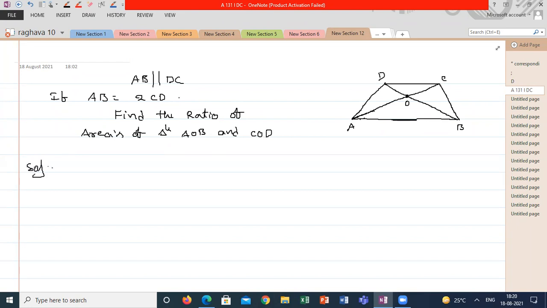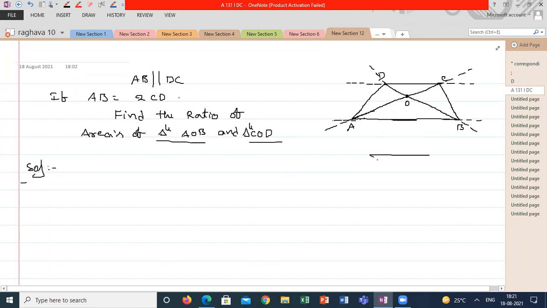How to do this one? If I want to give the areas relation, I have to prove these two triangles are similar. That is the first step. How to prove these two triangles are similar? How to solve this question? I am extending the DC line with a dotted line. I am extending the diagonals also to explain the angles: alternate angles, corresponding angles, vertically opposite angles. So he is asking about triangles like this.